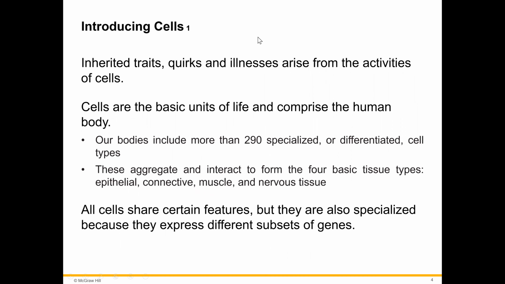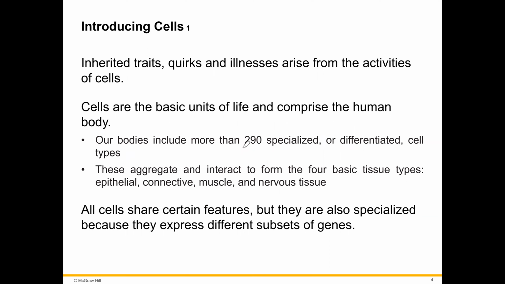Introducing the cells. Inherited traits, quirks, and illnesses arise from the activities of cells. And actually, how well your entire organism functions depends on the function of your individual cells. Cells are the basic units of life and comprise the human body. Our body includes more than 290 specialized or differentiated cell types.